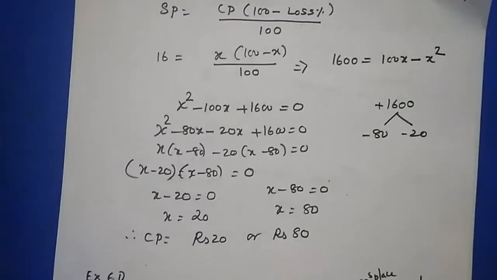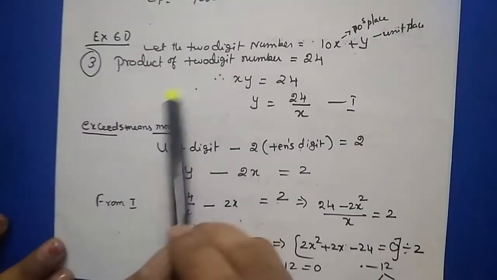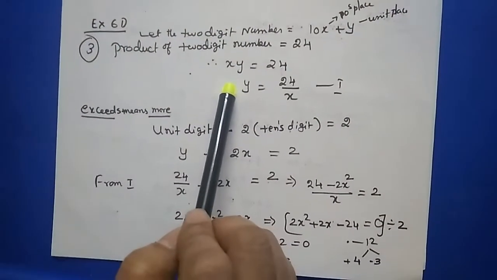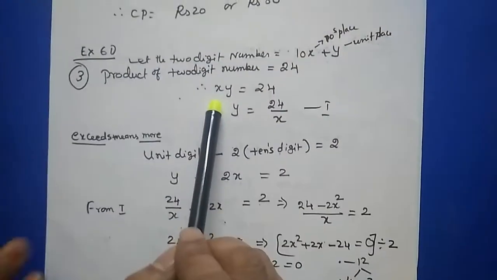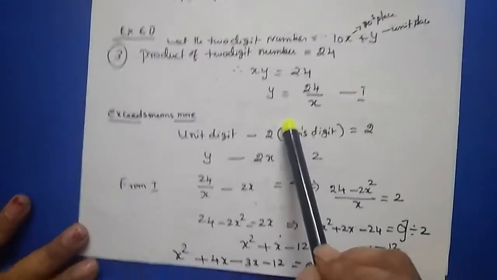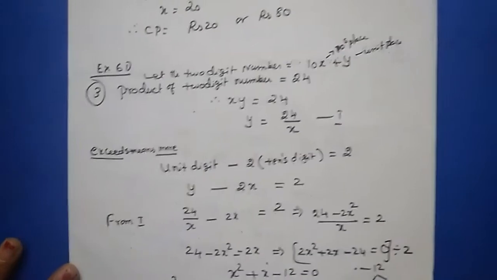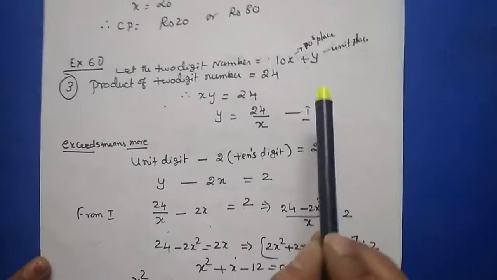Come to exercise 6D, two-digit number. So each and every question, some different questions I am solving here. The similar questions you have to solve even from the back side. The revision exercise also you have to do the sums.